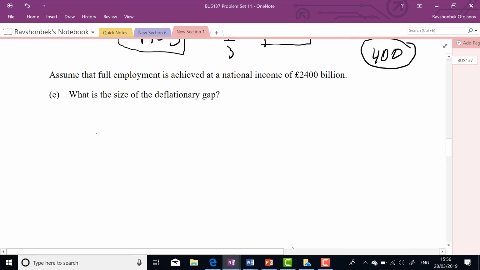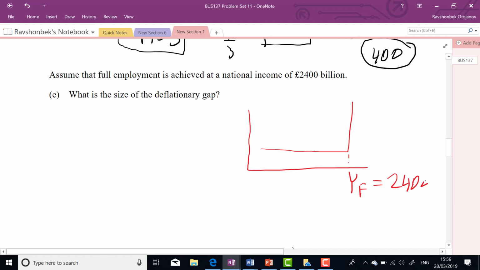Now, what's the size of the deflationary gap? Assume full employment exists, which is 2,400, and we have 1,800 here. The distance between the two is obviously what? 600. Yeah? The difference between what we currently have, which is AD here, aggregate demand, and full employment. We have a gap of 600 billion income.